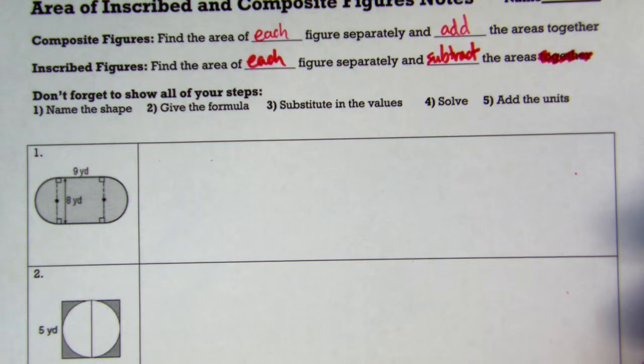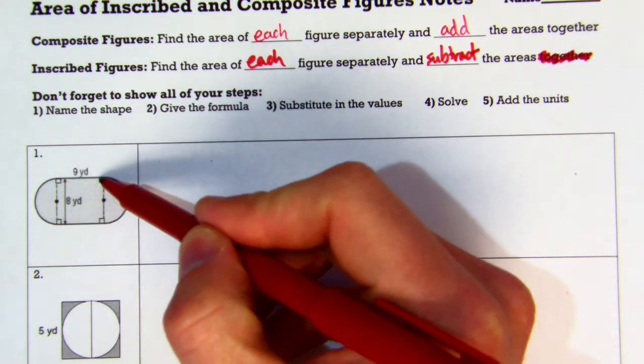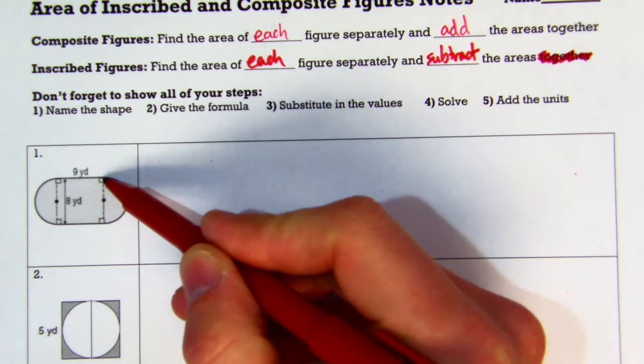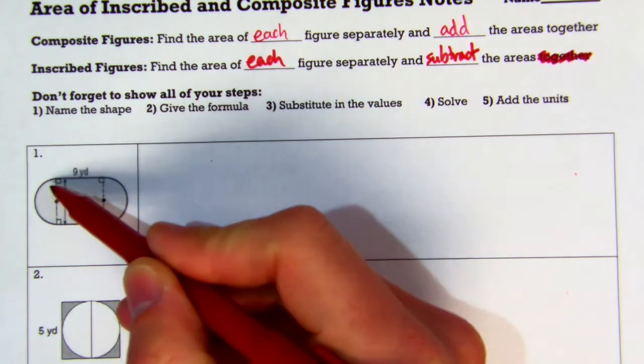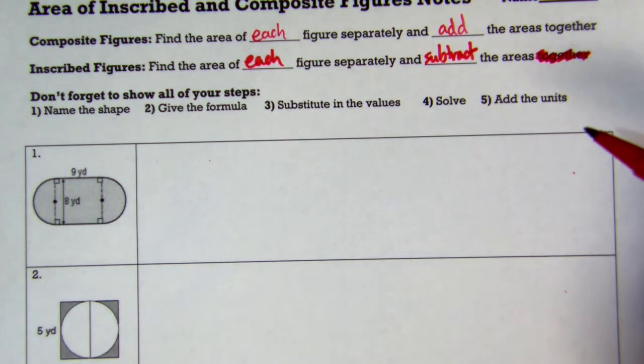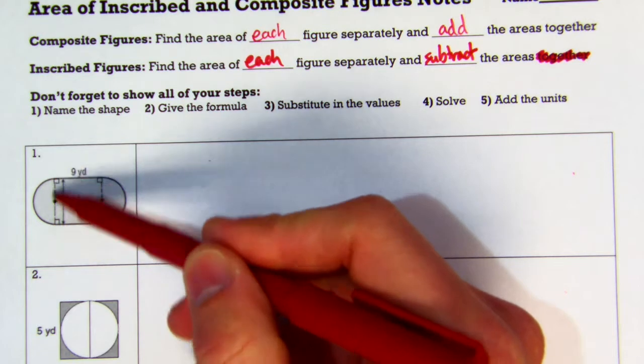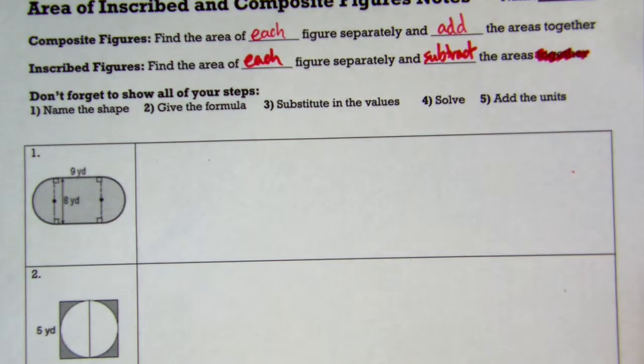Okay? So our first example here, you can see that we have a rectangle. We have an 8 by 9 rectangle, and then we also have a half circle here and a half circle here. Together they're going to make a full circle. What I can tell you about that full circle is that it's going to have an 8-yard diameter, which means it's going to have a 4-yard radius, and that should allow me to get my area.